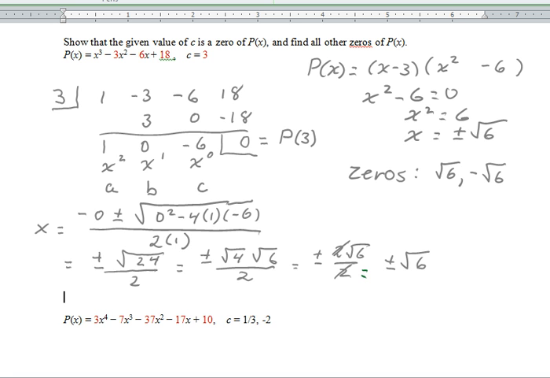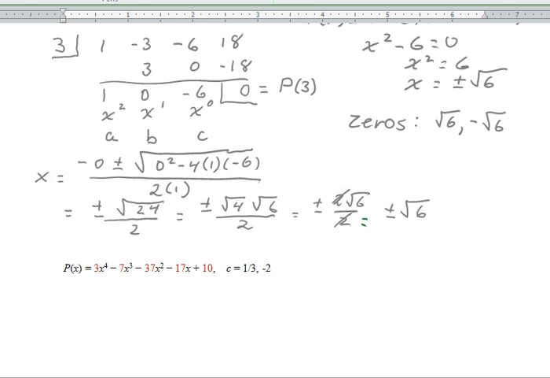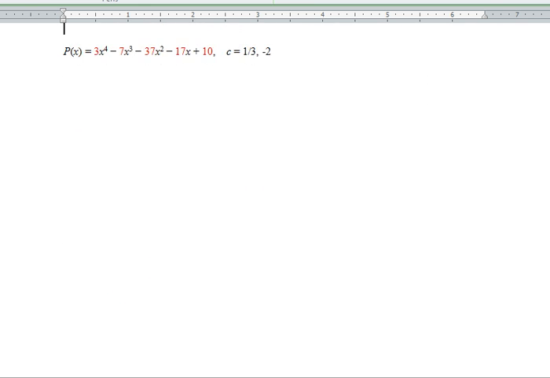All right, so let's go to the second example, which is a fourth degree polynomial. And it doesn't matter which of the zeros we start with. Let's start with 1/3. Take them in order. And there's no missing zeros.